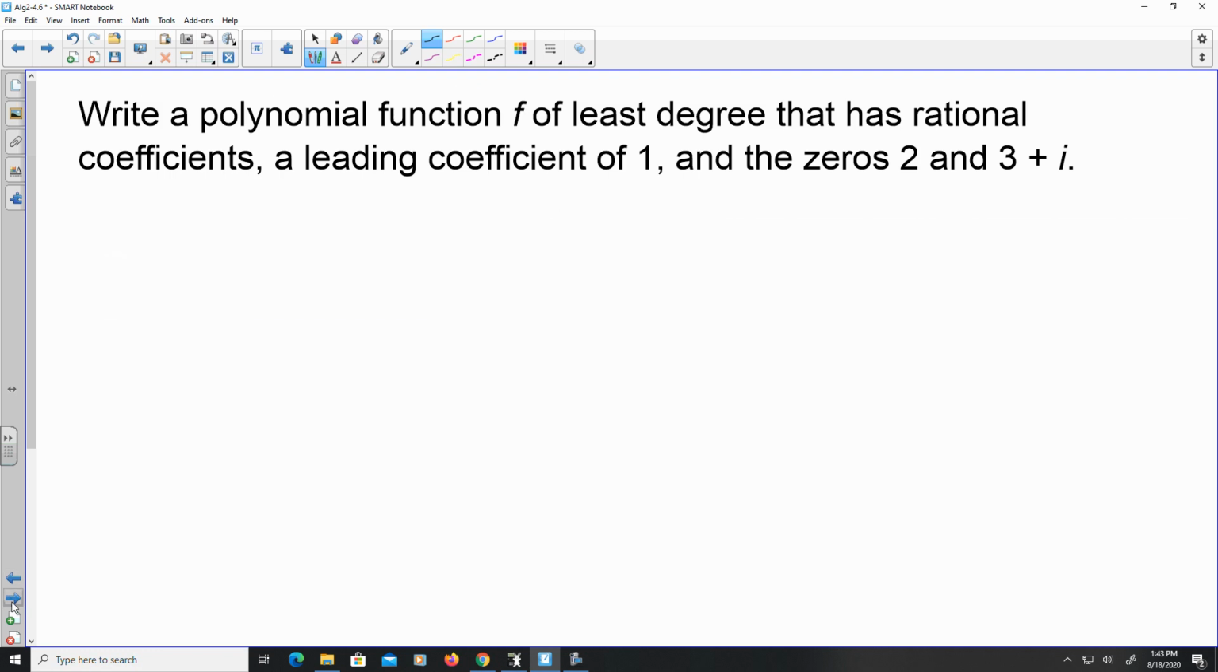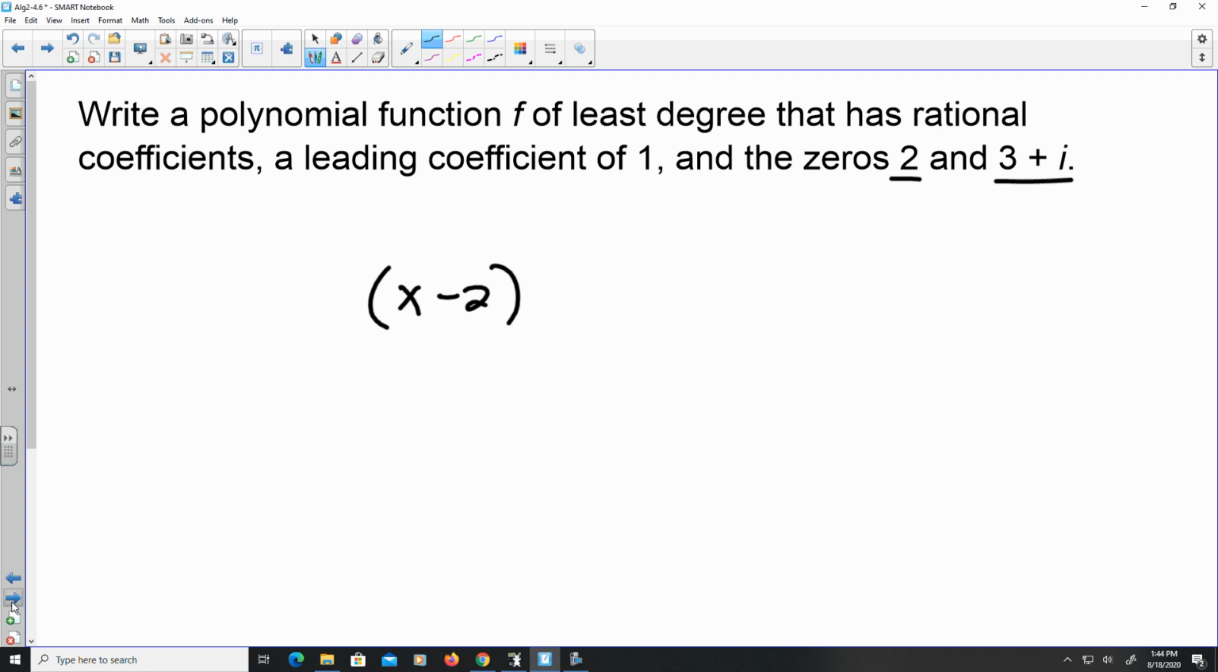So with that being said, they want us to find a polynomial function of least degree that has rational coefficients and a lead coefficient of 1, where my zeros are 2 and 3 plus i. Okay, so what we have to do is this: the 2 is pretty straightforward. You just write it as x minus 2.